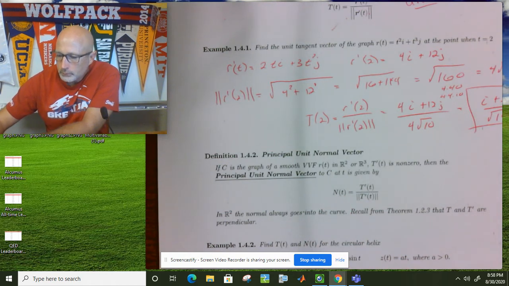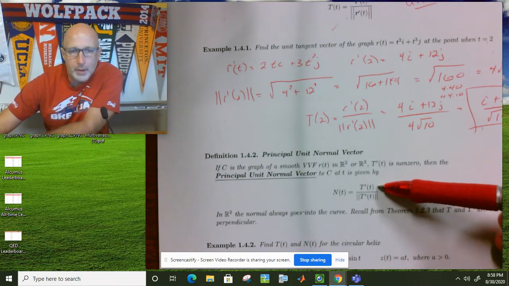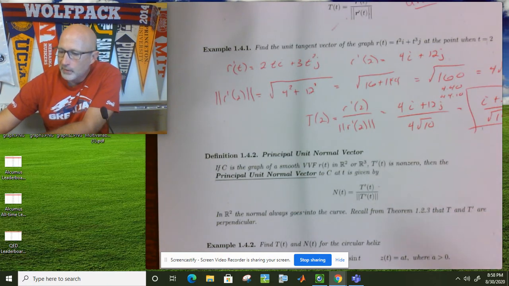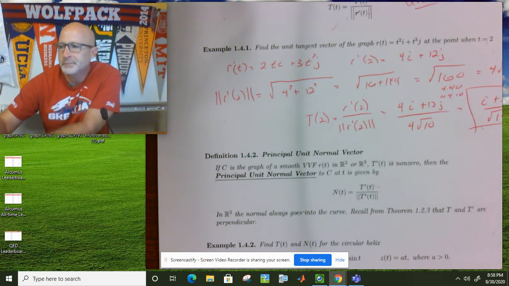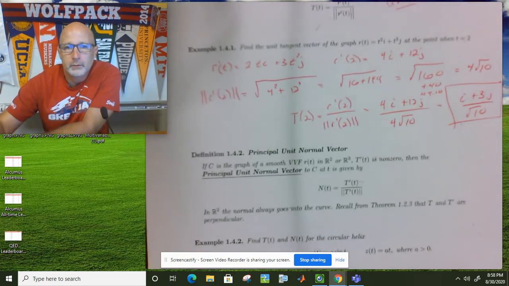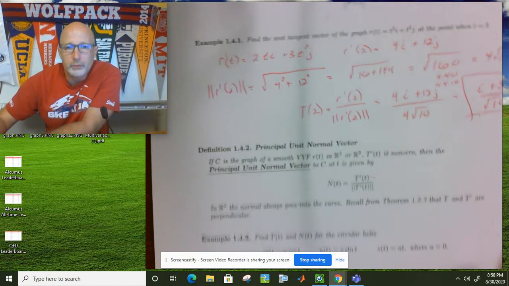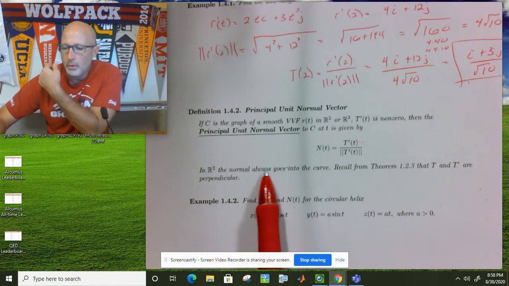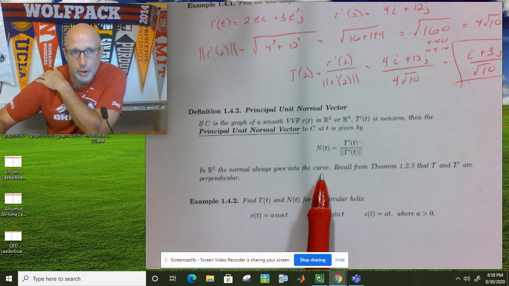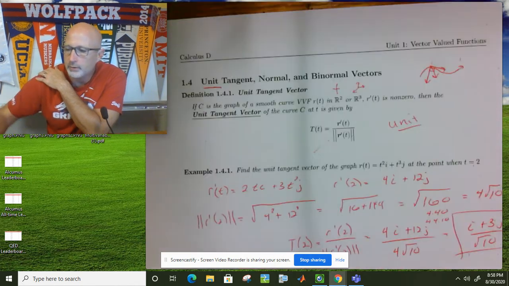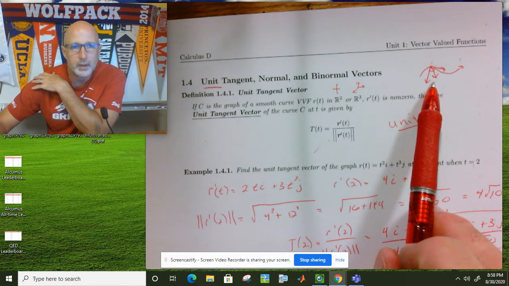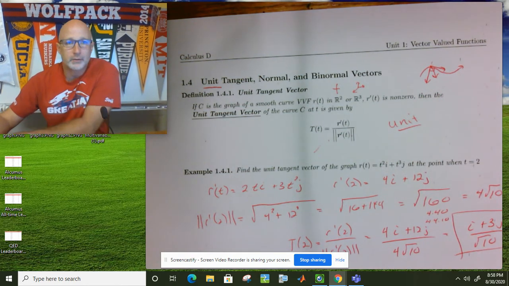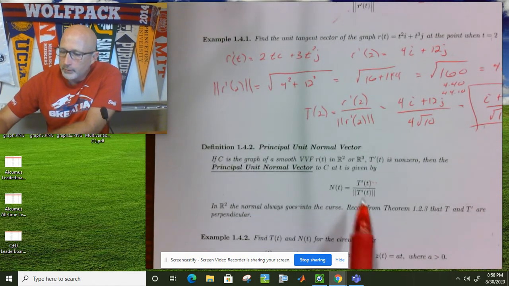Okay? So you take T prime of t, which is the derivative of the tangent, then the principal normal is given by this, and you just divide it by the magnitude. Okay? So now in R2, the normal always goes into the curve. That's why I was giving you this example up here. I was careful to state that it depends on the system that we're working in, but if it is in R2, then it does go into the curve. Okay, so this is what the formula is.